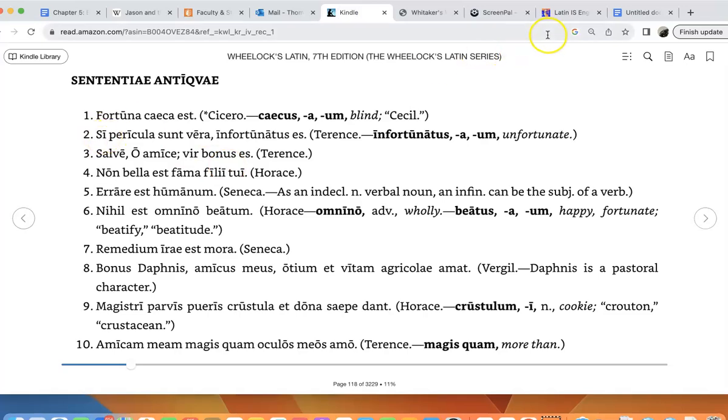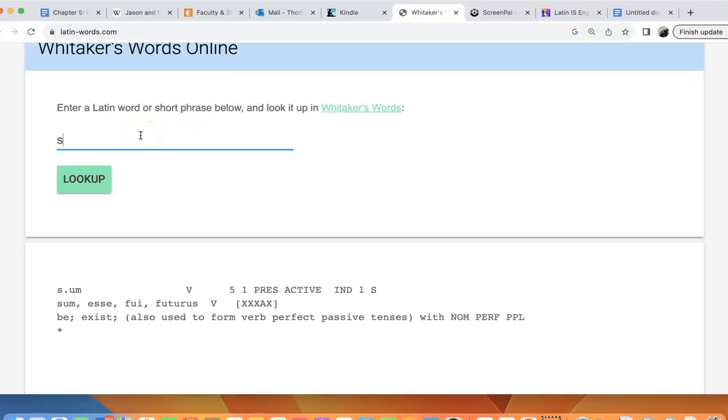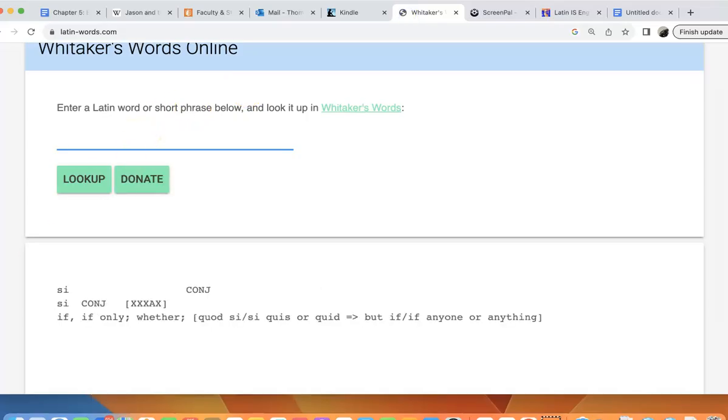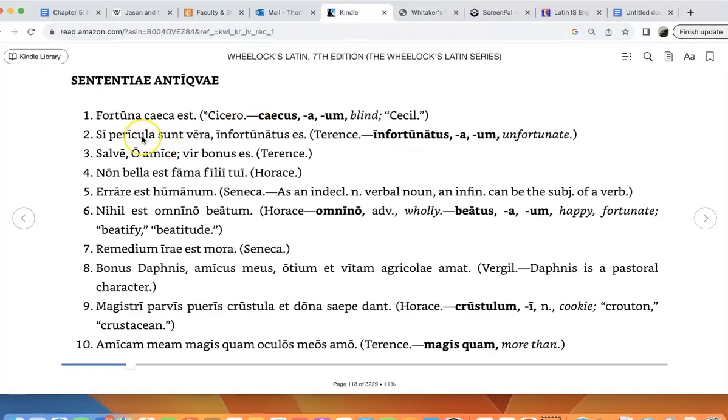Si just means if. Again, if we're not sure about this, we're going to have to use our Whitaker's or get a dictionary. We had this earlier in the book, but it's just a conjunction. It means if. Probably not if only. It doesn't make it whether. I don't think that's the sense of it either. So most of the time it's going to be if, but again, only the context will tell you that. So if pericula.